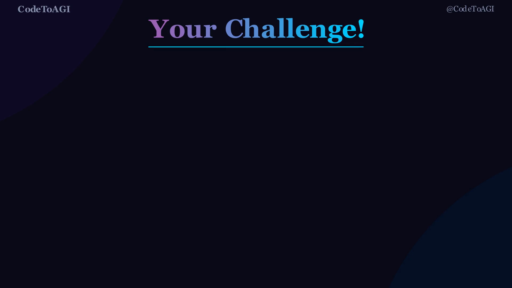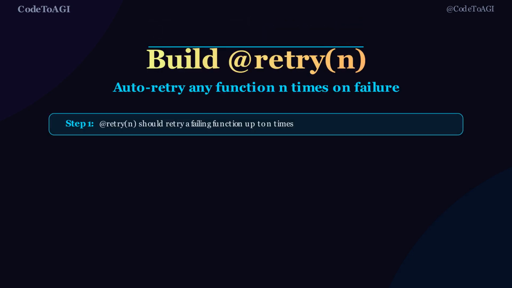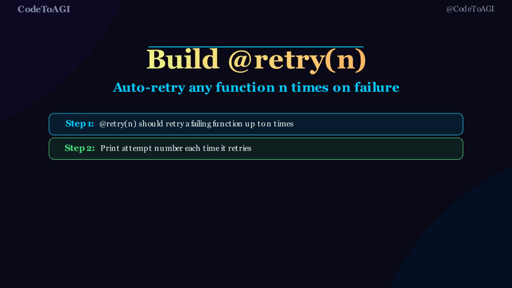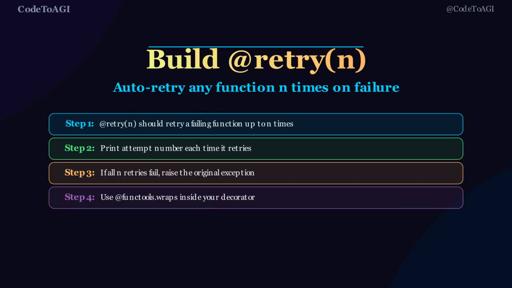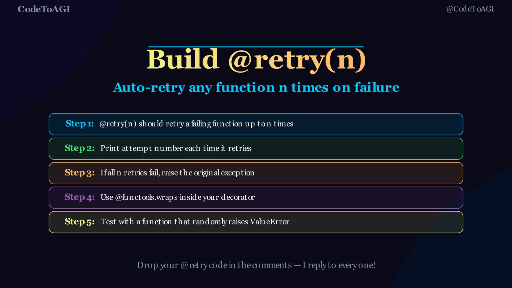Your challenge: build @retry(n). Step 1. The decorator should retry a failing function up to n times. Step 2. Print the attempt number every time it retries. Step 3. If all n retries fail, raise the original exception. Step 4. Use @functools.wraps inside your decorator. Step 5. Test it with a function that randomly raises ValueError. This is a real production pattern. Requests to APIs fail. Database connections drop. @retry is how you make your code resilient. Paste your complete code in the comments. I check every single one.